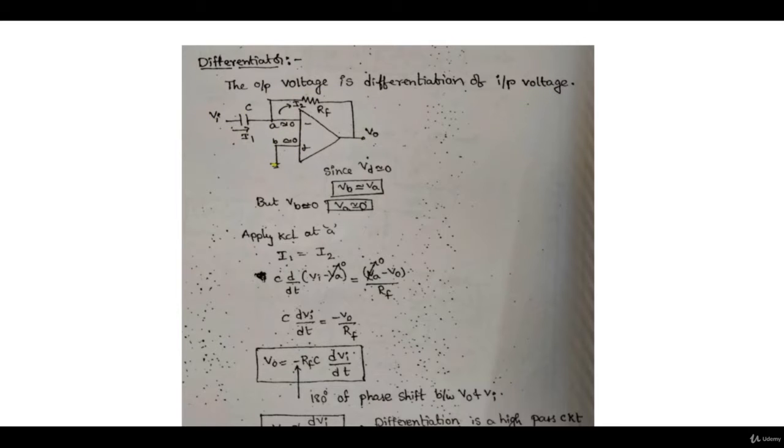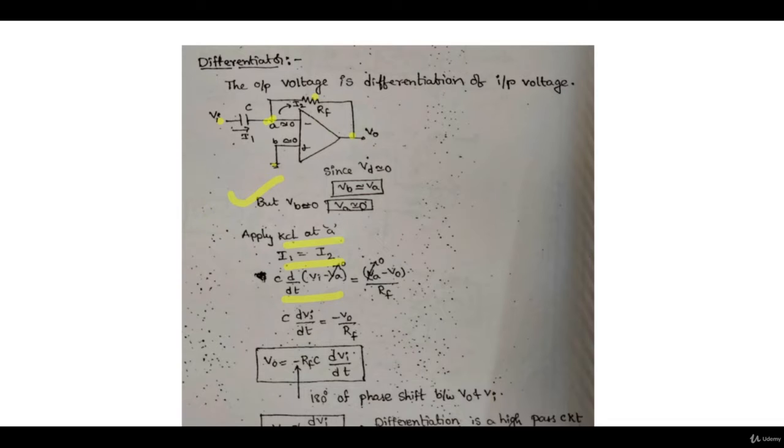Okay, so now quickly writing the equation, we will see. Because the negative feedback is there, the virtual ground concept will apply. Now if we apply KCL at A, I1 will be equal to I2. I1 is C d by dt of the voltage difference, Vi minus 0. That is equal to (Va minus V0) divided by RF, which is I2.